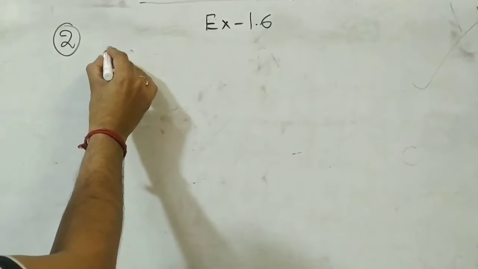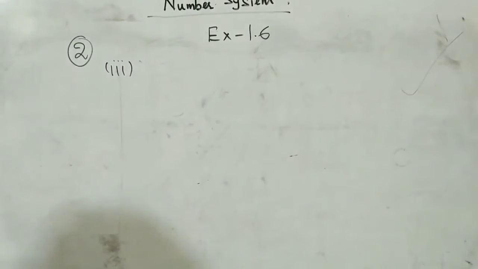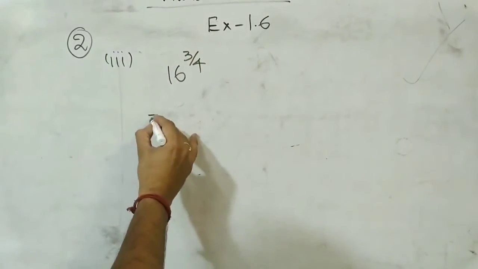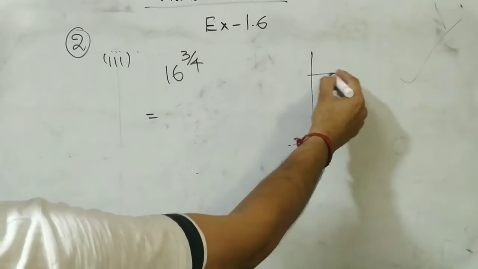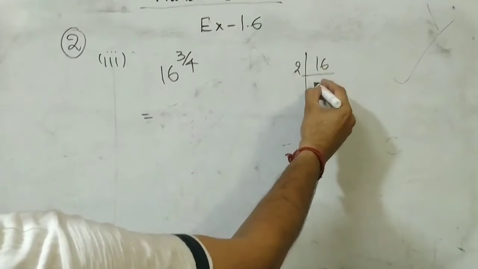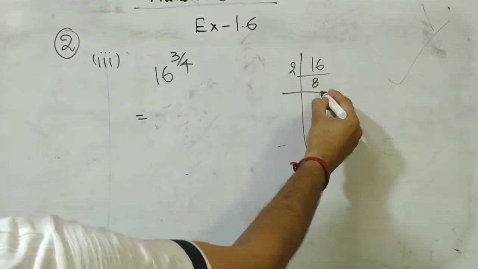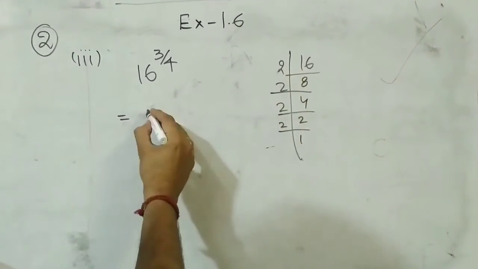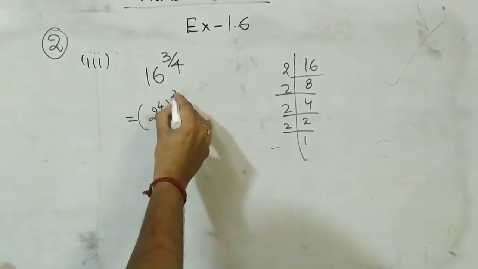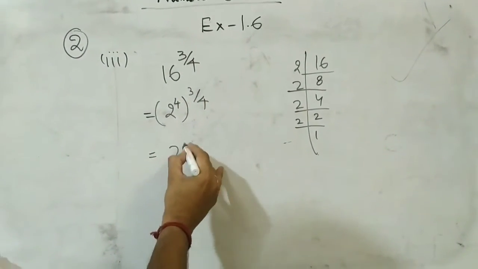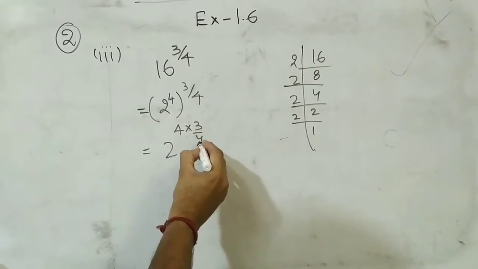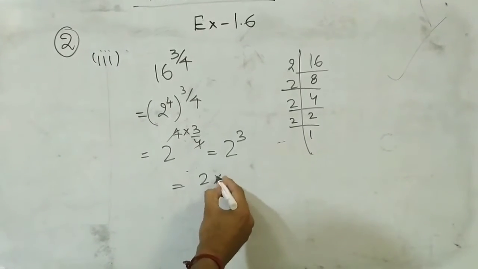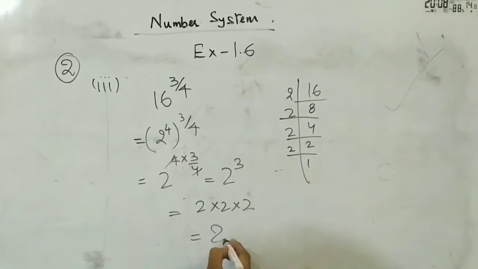Third part of question number 2, that is 16 to the power 3/4. So for 16 you can find the prime factorization. So prime factors are 2 to the power 4, then your powers will multiply with one another. 2 to the power 3 is 2 into 2 into 2, 3 times, you will get 8.